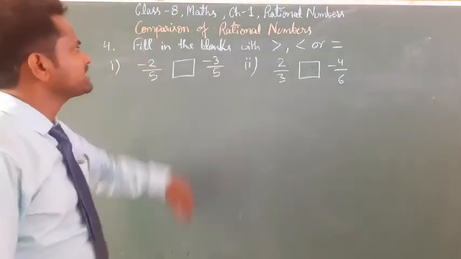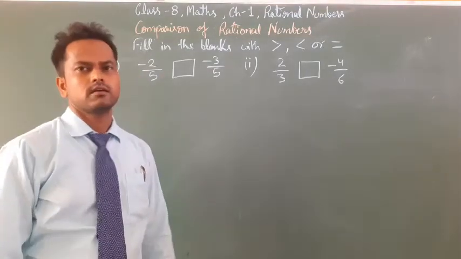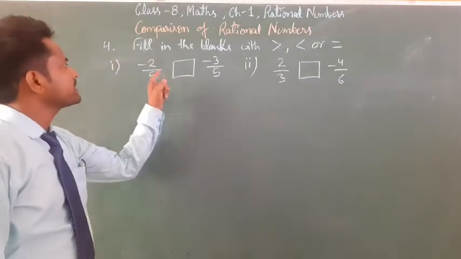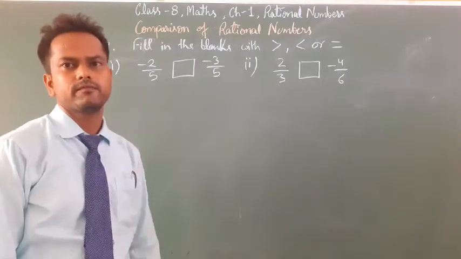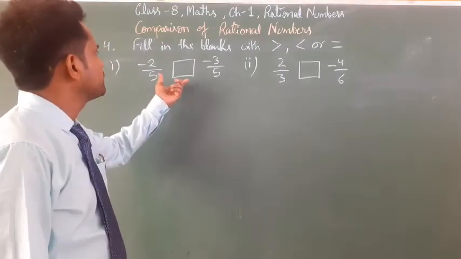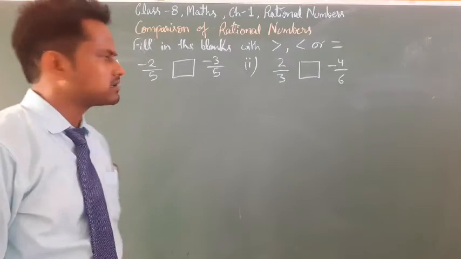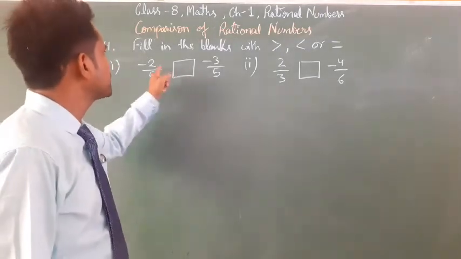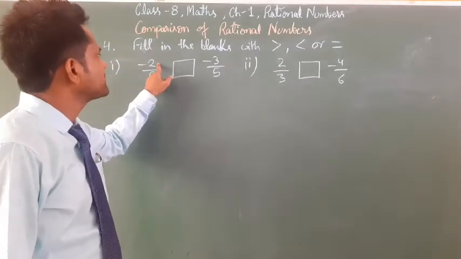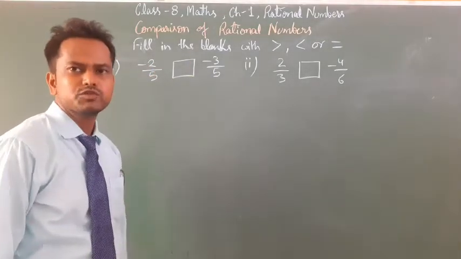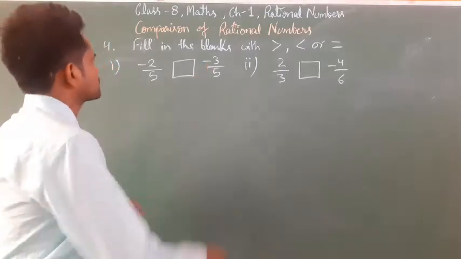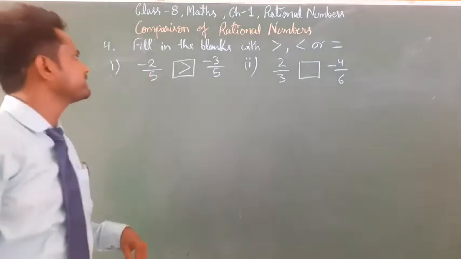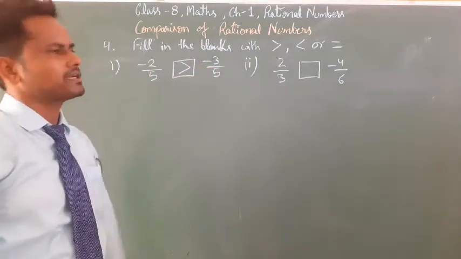Question number 4. Fill in the blanks with greater than, less than or equal sign. So if we compare minus 2 by 5 and minus 3 by 5, which one is greater? Here the denominators of both rational numbers are equal. So compare the numerators, minus 2 and minus 3. Clearly minus 2 is greater than minus 3. So that's why minus 2 by 5 is greater than minus 3 by 5.